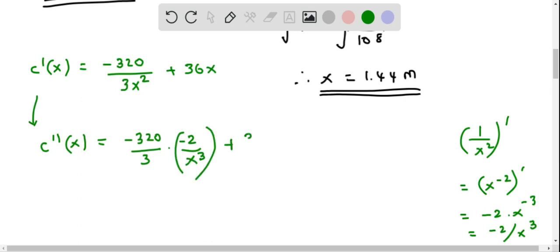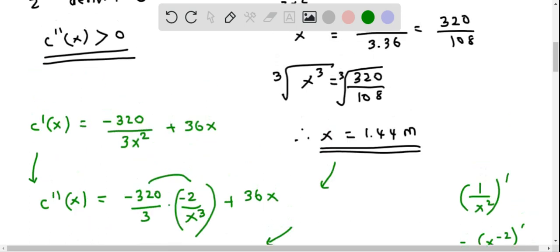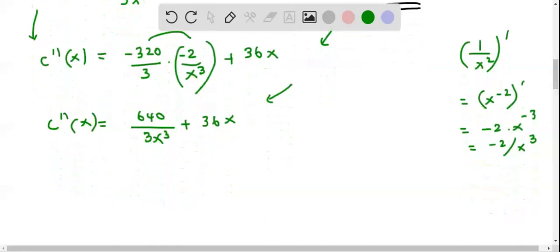We then have this 36x. Now this is equal to, negative times negative is positive, so 320 times 2 is 640 by 3x cube plus 36x. This is the expression for the second derivative. We now take this critical number and plug it into the second derivative, and we should see if it is coming up as greater than 0. If it is greater than 0, then we say that the cost is minimized.